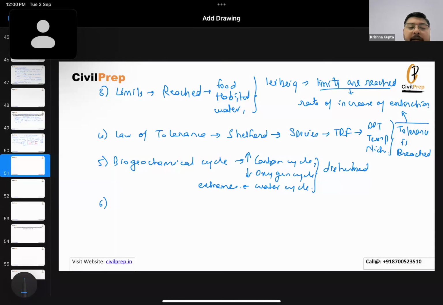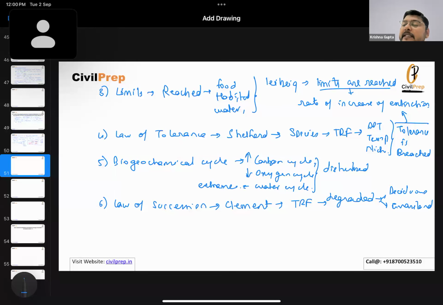Okay. Apart from this, we can also look at the law of succession. This is provided by Clements. So here we will see that under the law of succession, the tropical rainforest, when degraded, is either converted into deciduous forest or converted into grassland. We will see that in the Congo basin and the Amazon basin, the tropical rainforest is majorly getting converted into grassland. Why? Because the grasses are quite common in the nearby areas. So the biodiversity living in those tropical rainforest regions is not able to compete with the animals living in the grassland region, and this is happening because of the law of succession here.